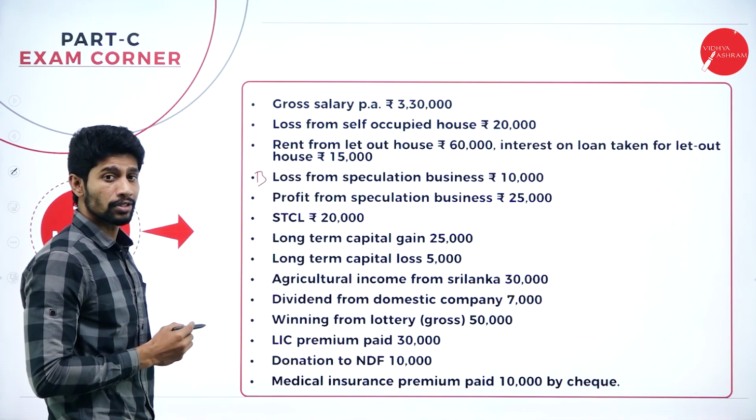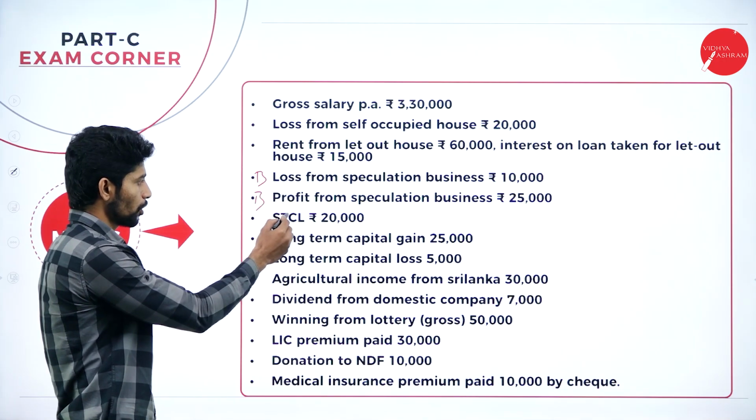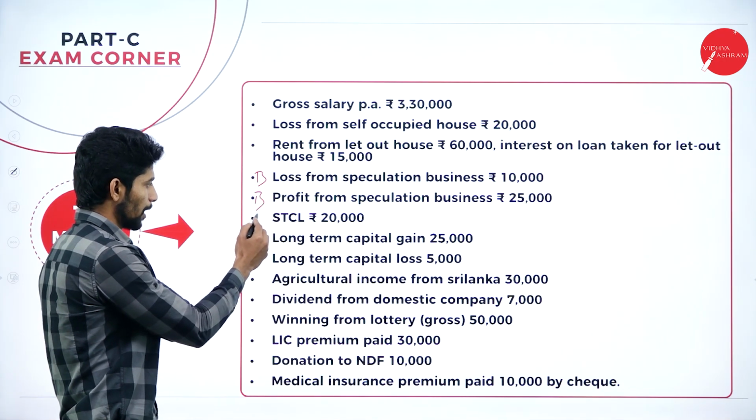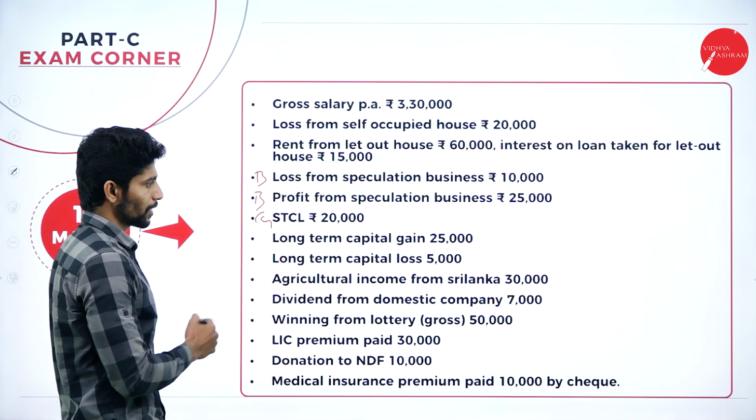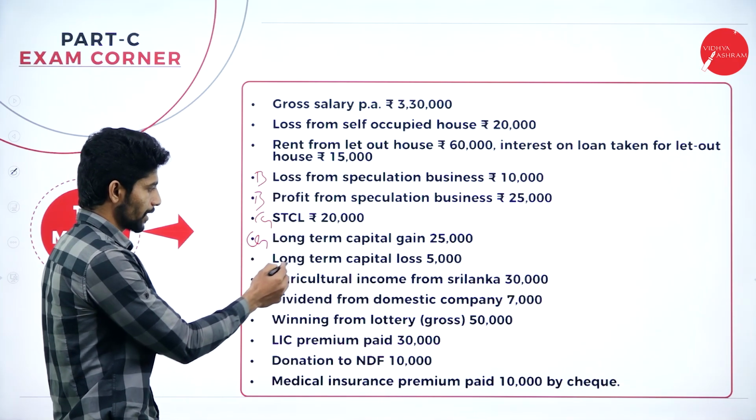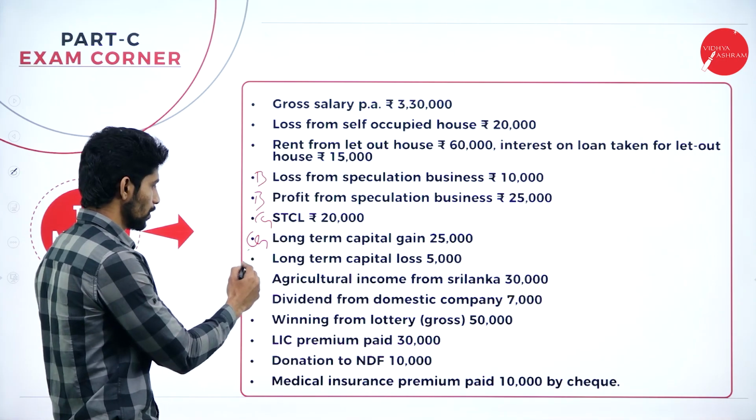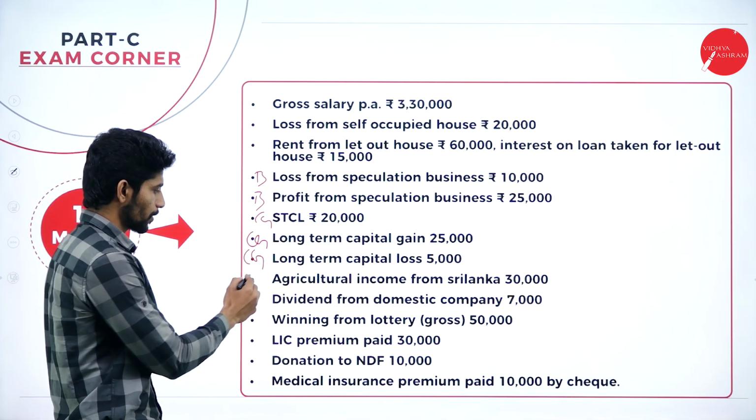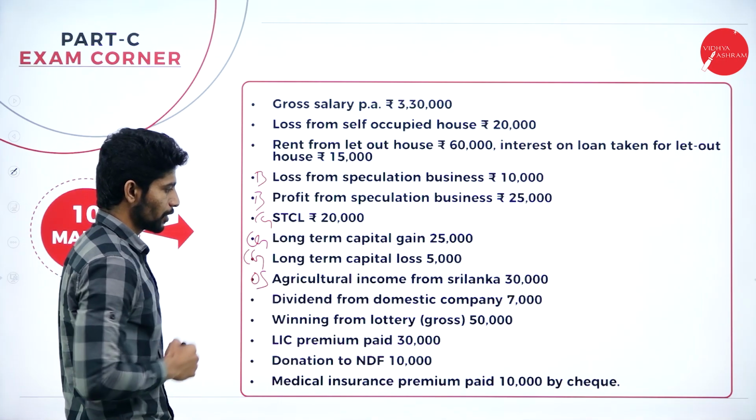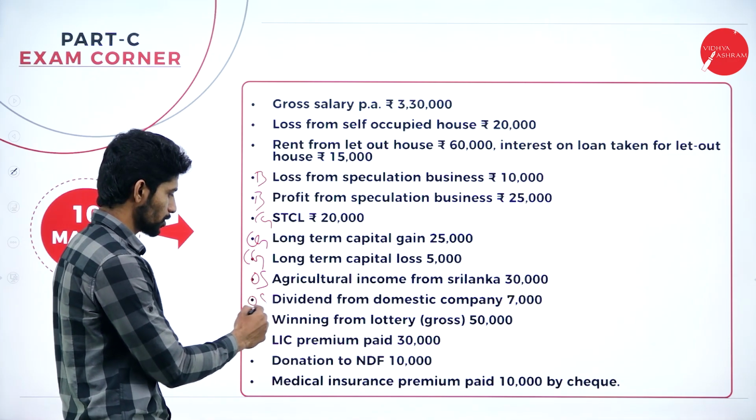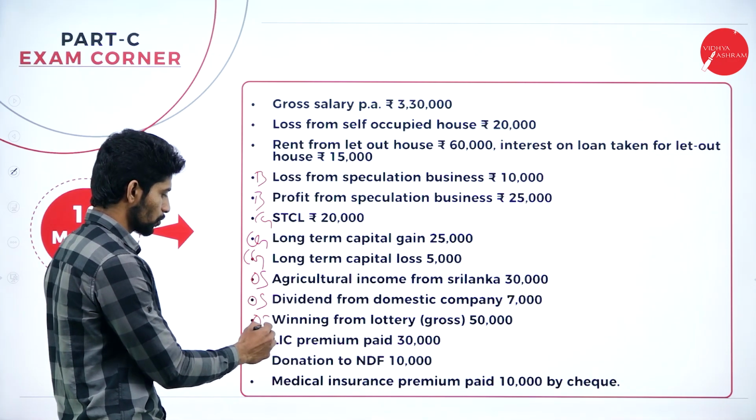Next, profit from speculation business relating to business. Short-term capital loss relating to capital gain, and long-term capital gain relating to capital gain. And next, long-term capital loss relating to capital gain. Agriculture income relating to other sources. Next, dividend from domestic company relating to other sources. Winning from lottery relating to other sources.